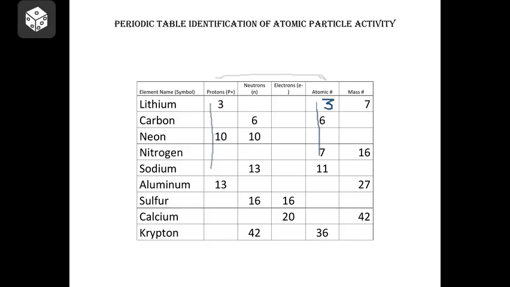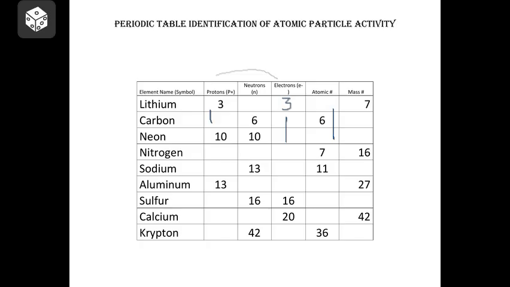The other thing for right now, until we talk about ions, is electrons. Electrons and protons for right now are also identical. So the number of electrons are also 3 in this case. So really these 3 columns for this activity the whole way down are all going to be identical numbers.